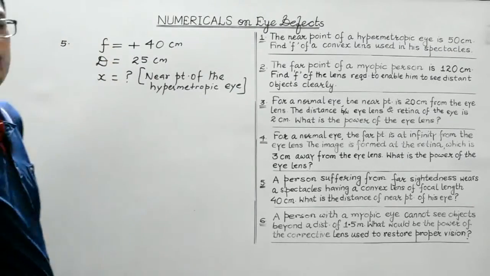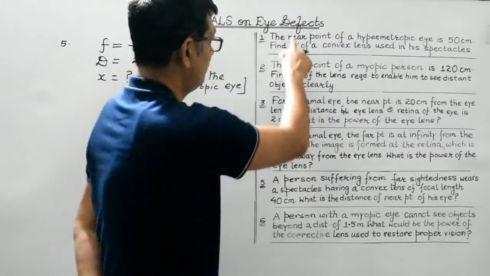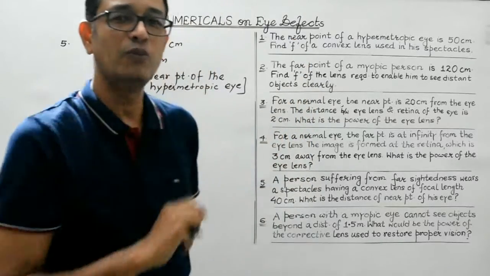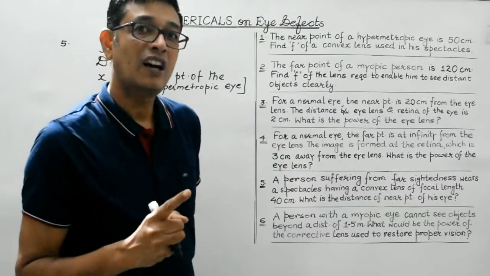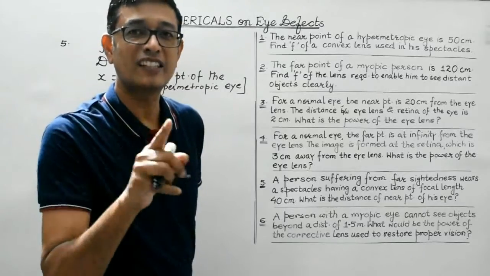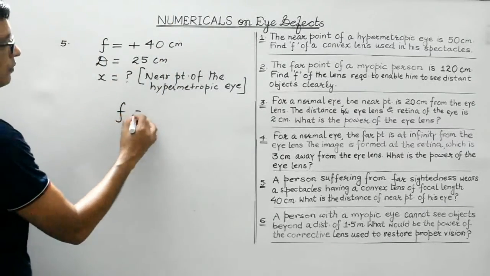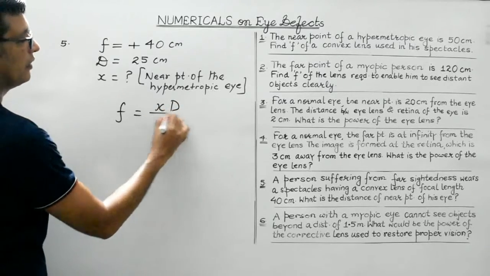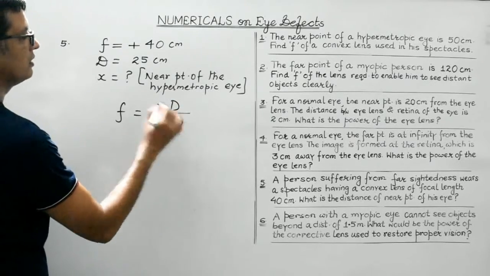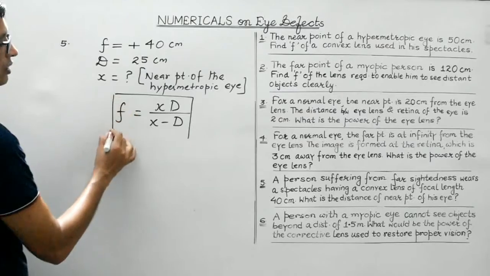What is the formula, students? In the first two questions, we have discussed the formula to be used. In case of hypermetropia or farsightedness, the formula to be used is F is equal to XD divided by X minus D. This is the formula to be used.